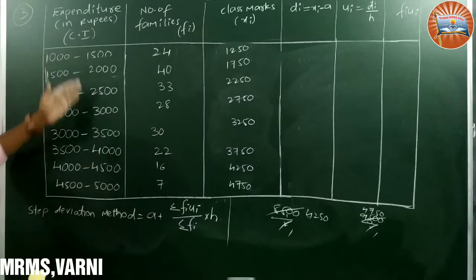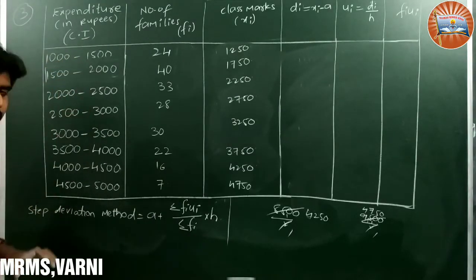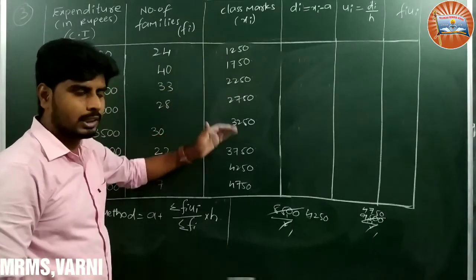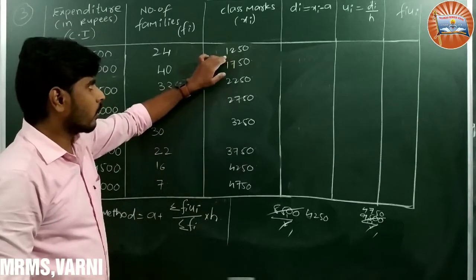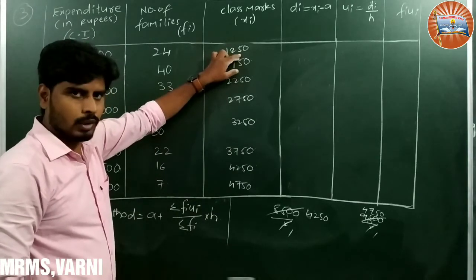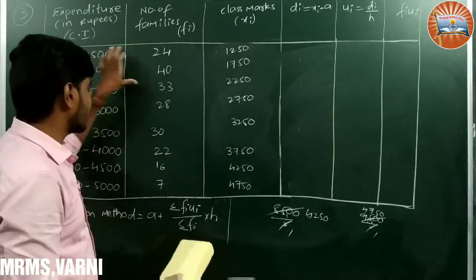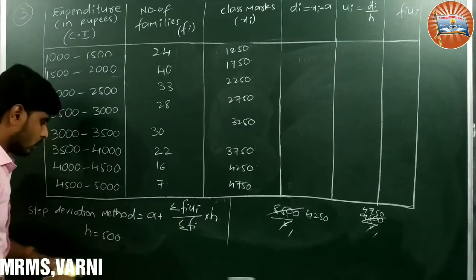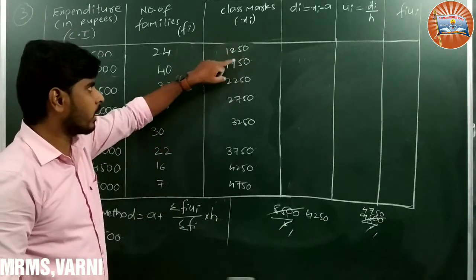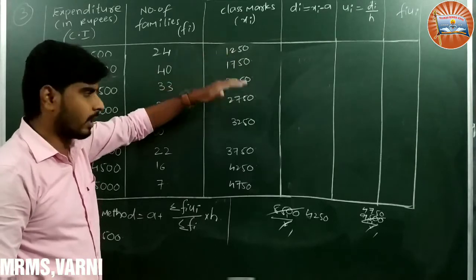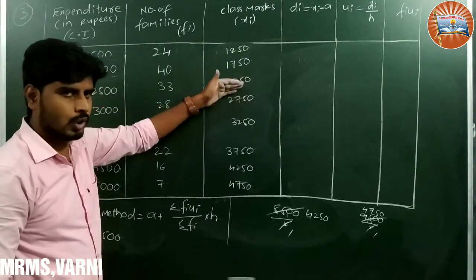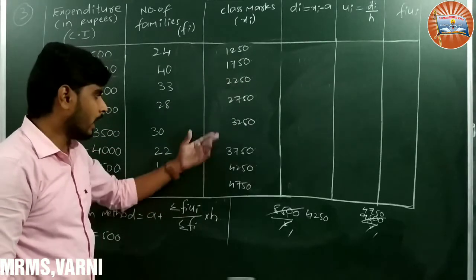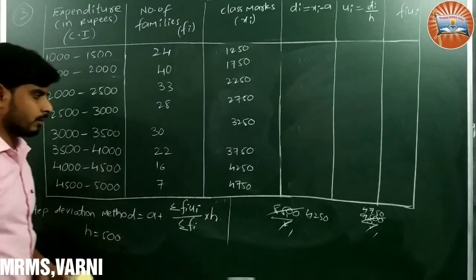So look at one thing here. If the class size is the same for all the class intervals, then we can add the class size to every class mark and get the class marks here. Suppose 1250 is there. If you add 500, nothing but the class size, h, h equals 500 here. If you add this h value to 1250, we get 1750. If we add again 500, we get 2250. So if we do like that, we get every class mark by adding 500. Okay, right.